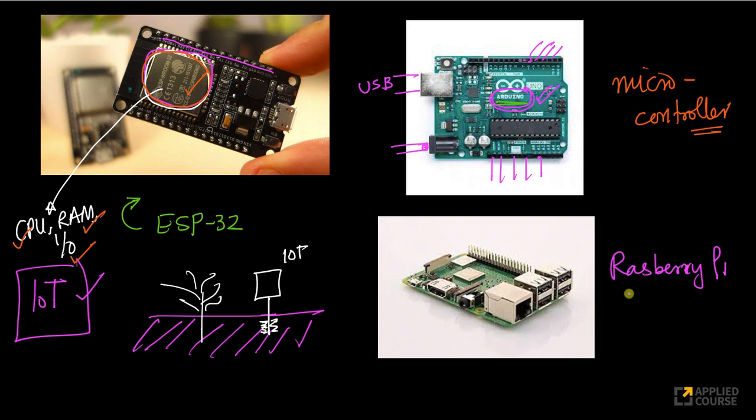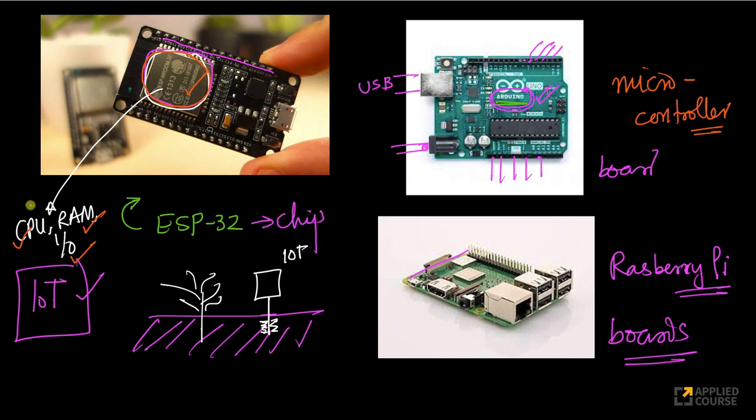Similarly, Raspberry Pi is another very popular microcontroller based architecture. This is also palm size. Roughly an Arduino board is the size of your palm. A Raspberry Pi or Arduino is not called a chip, it is called a board. While the ESP32 is a chip, literally one chip that has everything.